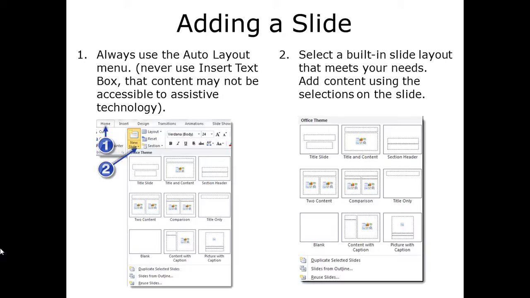If we use the built-in slide layout element that meets your needs, in other words, the content that you need for your page, then you can be confident that the content that you're placing in the page is going to be accessible. Make sure to use the selections actually on the slide to add your content to the slide. You don't want to create another layer again like you do with a text box that is not available to assistive technology.